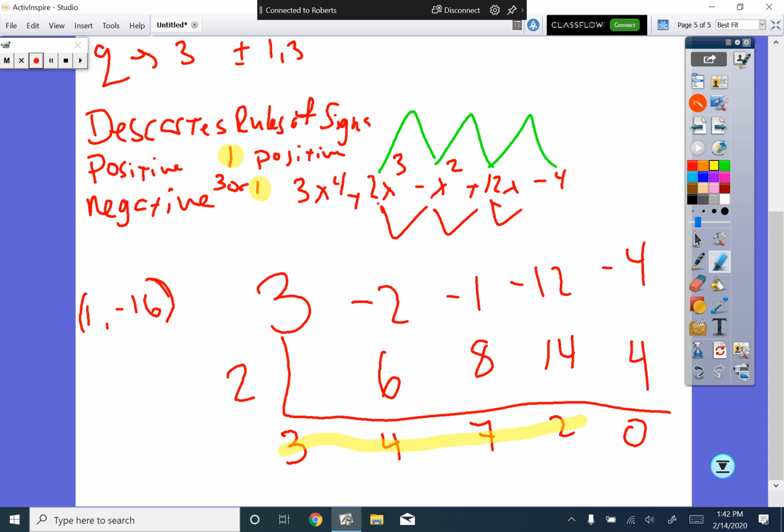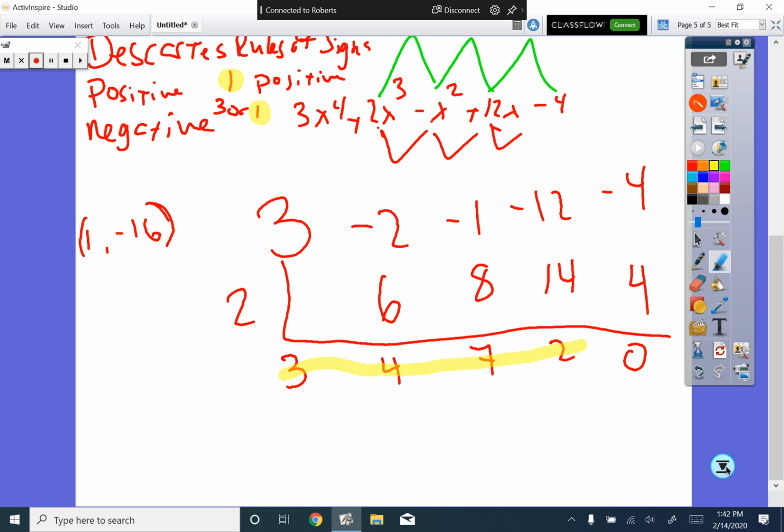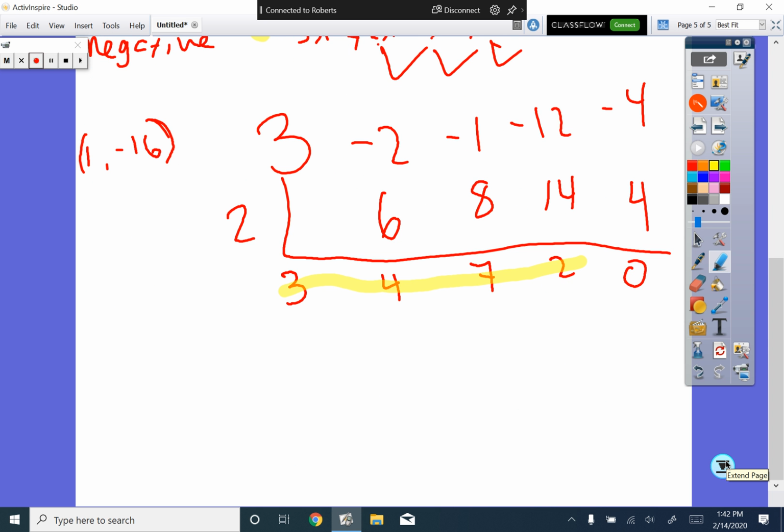All right, so notice we went from x to the 4th down to what power now? X cubed, huh? Do you guys know I could start at this point again and do my possible rational roots again? You could. Let me just show you why. Because this is now 3x cubed plus 4x plus 7x minus 2.